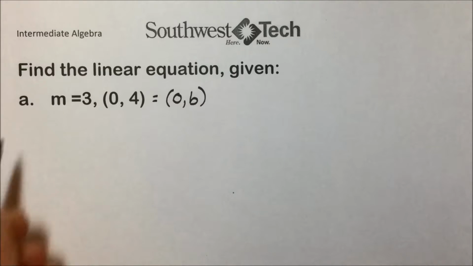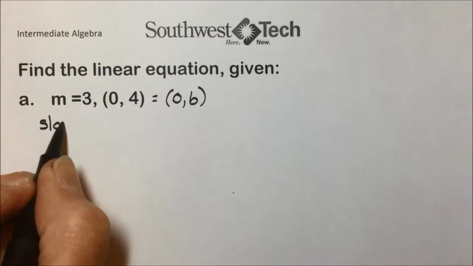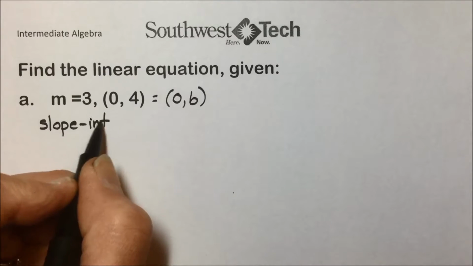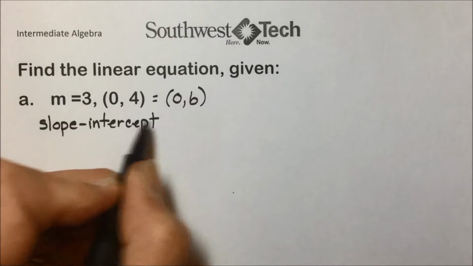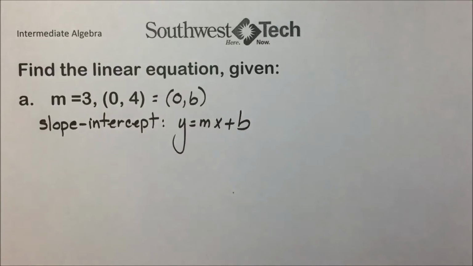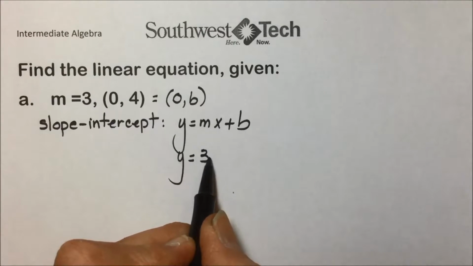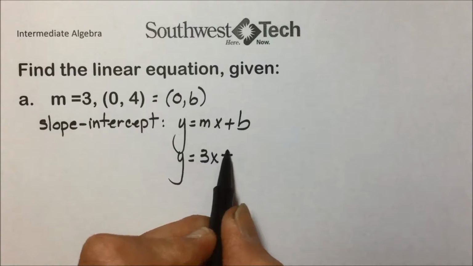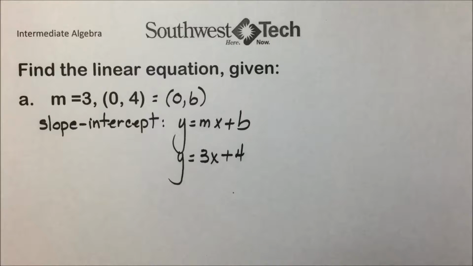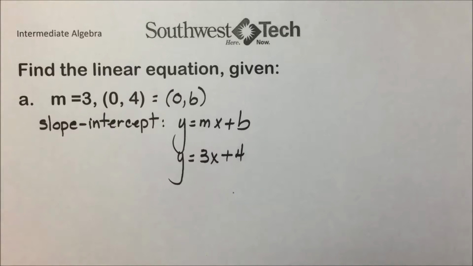So we can cut to the chase and use the slope-intercept form of a linear equation, which is y = mx + b, to generate the linear equation they're asking for. We will replace m with the given value 3 and b, our y-intercept, with the given value of 4, and we have our equation. Quick and short, and it only works when we're given the special point of our y-intercept.